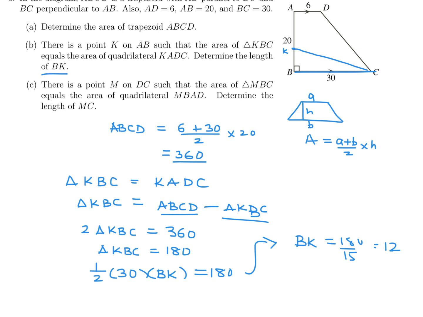Great. There is a point M on DC such that the area of triangle MBC equals the area of quadrilateral MBAD. Determine the length of MC. Okay, so let me draw this again. I don't want to make it too messy. So something like this, right? Let's just label it A, D, B, and C.